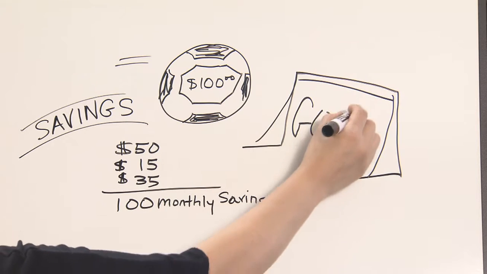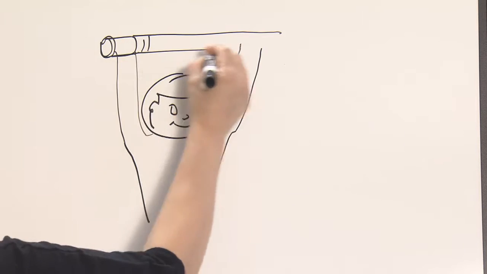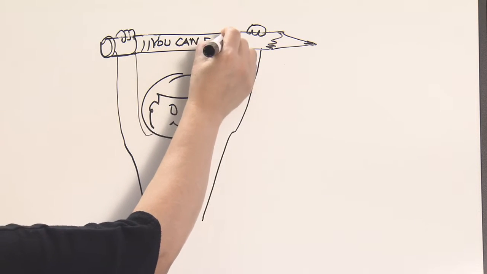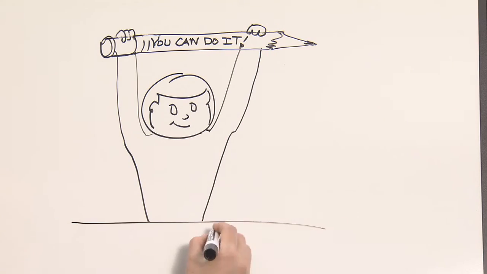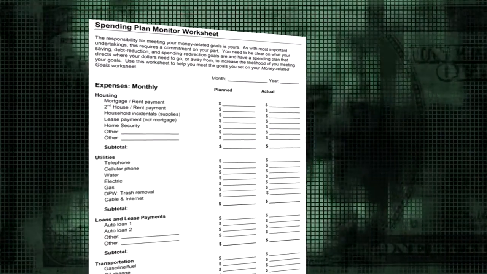It's that easy. Spending plans, also known as budgets, don't have to be complicated. You're right. It's easier than I thought. But writing it out is one thing, doing it is another. The Spending Plan Monitor worksheet will help you do it and stick with it.